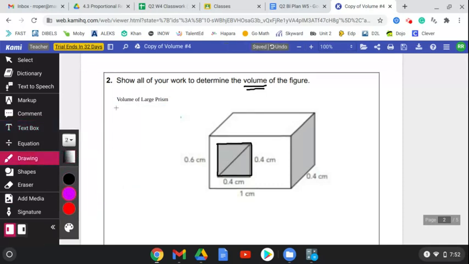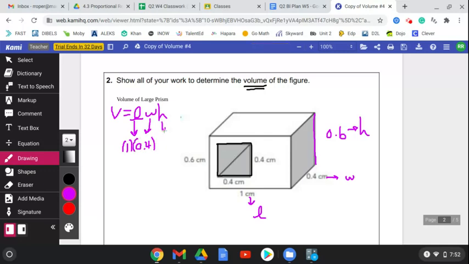So I'm going to find the volume of this thing, assuming that that section is not cut out. So volume equals length times width times height. All right, so the length would be right here. That would be 1. The width, how wide this is, that would be 0.4. And then how tall is this? Well, if from here to here is 0.6, then that means from here to here is also 0.6. That would be the height. Okay, so for length, I'm going to plug in 1. For the width, I'm going to plug in 0.4. And for the height, I'm going to plug in 0.6.